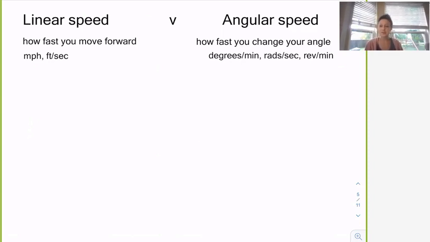Okay, so we are going to look at 2 different kinds of speed today. We're going to look at linear speed, which is the type of speed we are probably more familiar with. That's how fast you move forward, like in miles per hour or feet per second. So how fast is your car moving, for example. We're also going to look at angular speed. This is how fast your angle changes. That would be in degrees per minute, radians per second, revolutions per minute, okay?